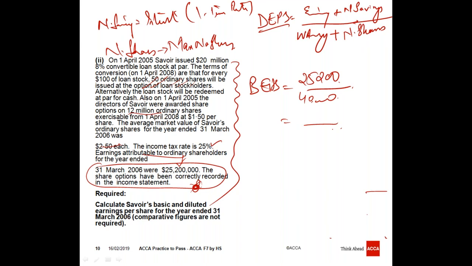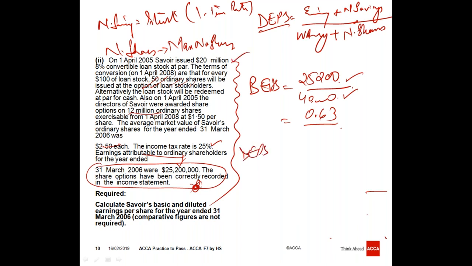the basic EPS will be 25,200 divided by 40,000. 0.63. Okay. Now you have been given diluted EPS. So if I'm going to solve with the convertible loan only.